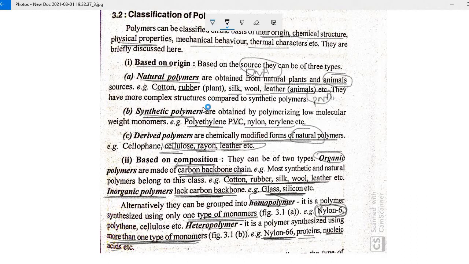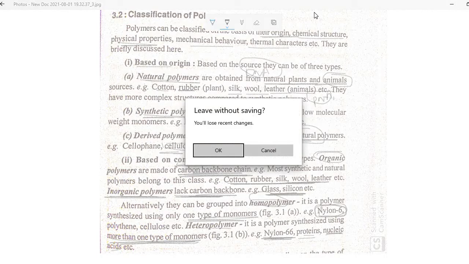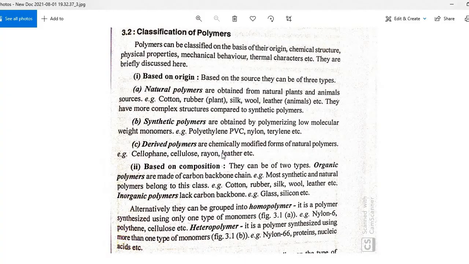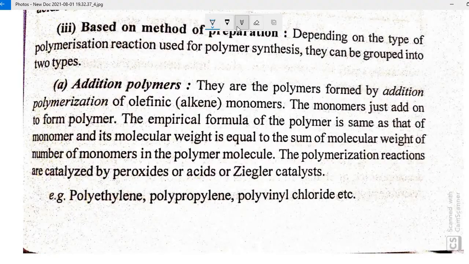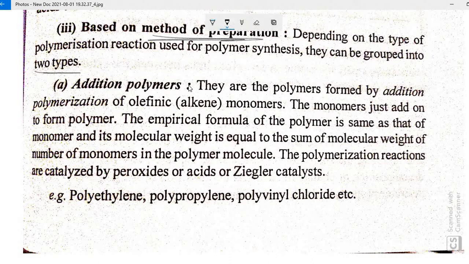Now we will see the classification based on the method of preparation. Depending on the type of polymerization reaction used for polymer synthesis, they can be grouped into two types. These are the most important types of method of preparation of polymers. First is addition polymer and second is condensation polymer.